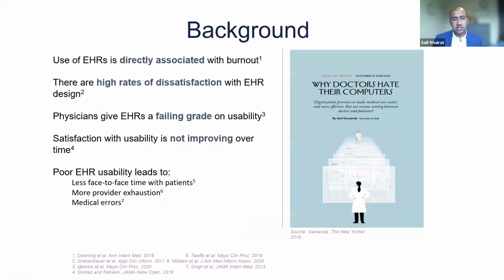So some background about the use of electronic health records. It has been documented and verified that the use of EHRs is directly associated with provider burnout. If you haven't had a chance to read the book by Atul Gawande, Why Doctors Hate Their Computers, I suggest taking a look at that amazing book, and it's a great read on what really are the pain points of using EHRs.